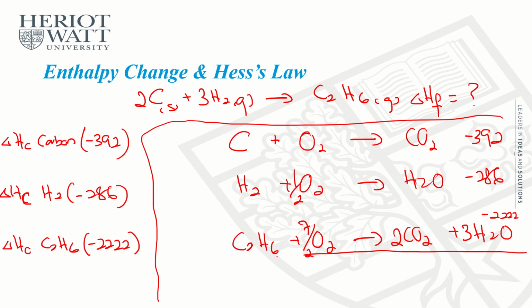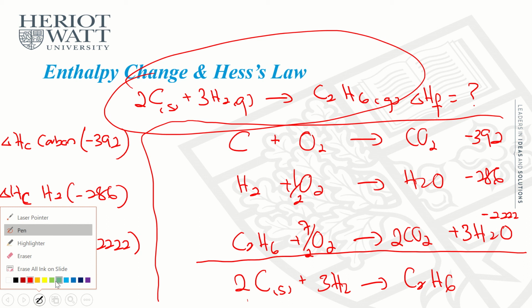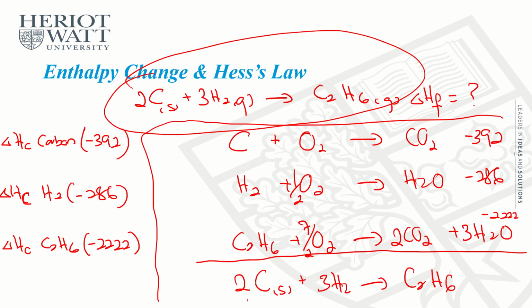And what to do next? Draw a line and rewrite the equation that we are calculating here: 2 carbon plus 3 hydrogen, you get C2H6. And what is the value here? Start comparing like just now. First, we start with carbon here. I have 2 carbon. Where do I get carbon? Here. Reactant, same side. Maintain negative, but I have 2 mole here. So this value times 2, circle.